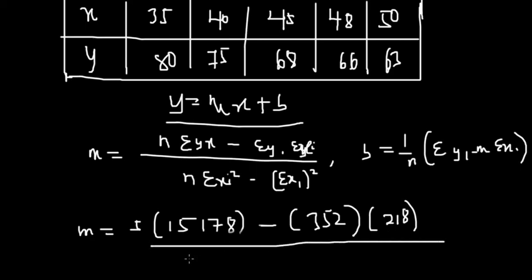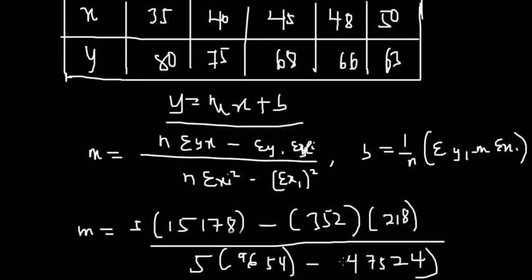The denominator is n, which is 5, and then you have the summation of x squared. So when you take the square of these, 35 squared, 40 squared, 45 squared, 48 squared, 50 squared, you sum everything up, you end up with 9654. And then when you take the summation of x all squared, so that means these values squared, you end up with what?